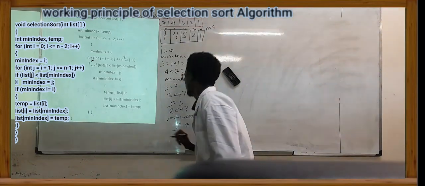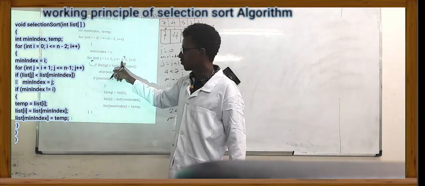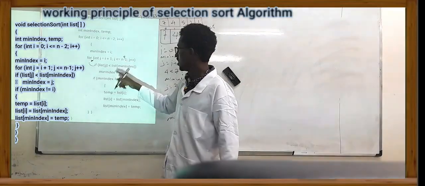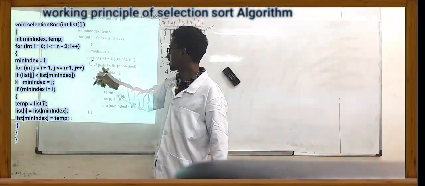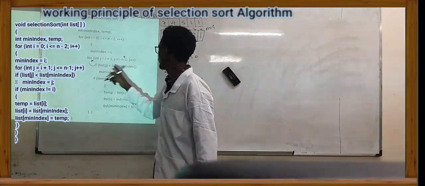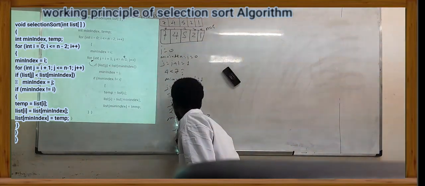J equal to 4. 4 less than or equal to 4? True. Therefore, go to the if statement. List of j is 4. List of 4 is what? List of 4 is 1.